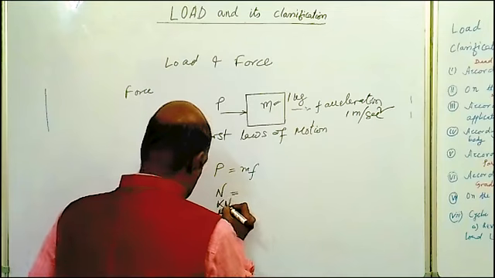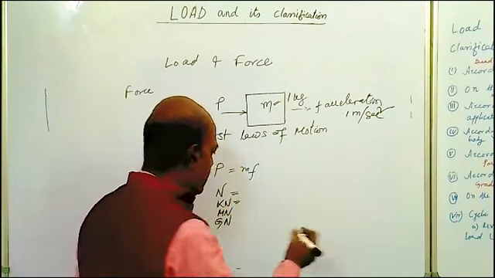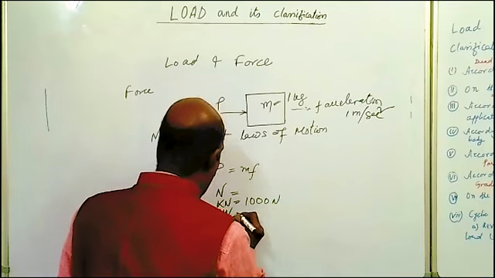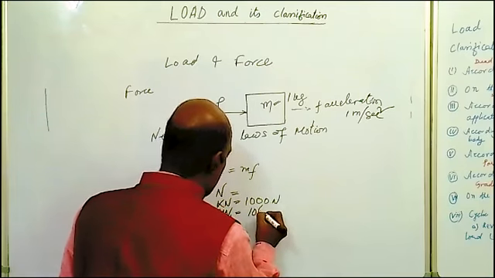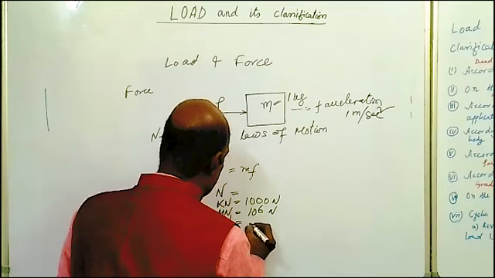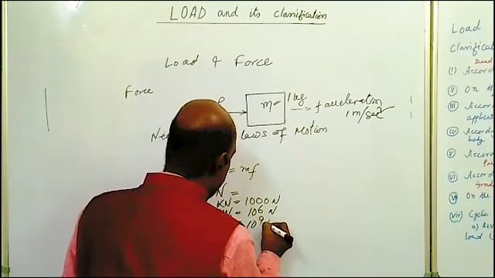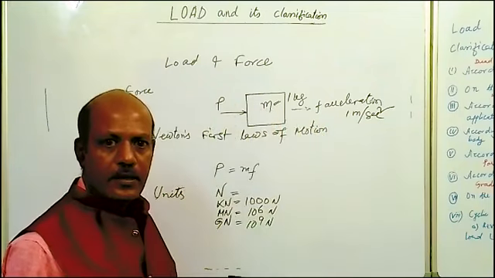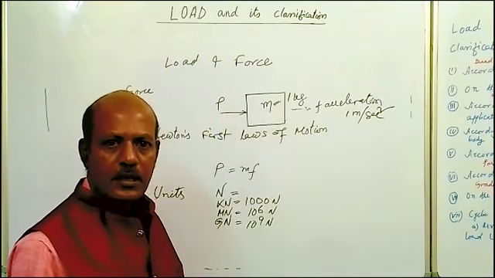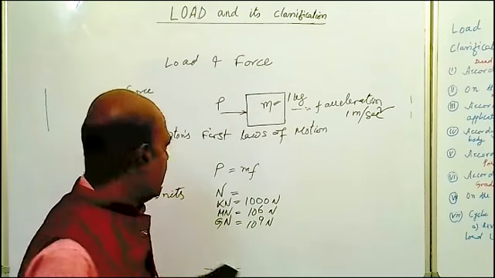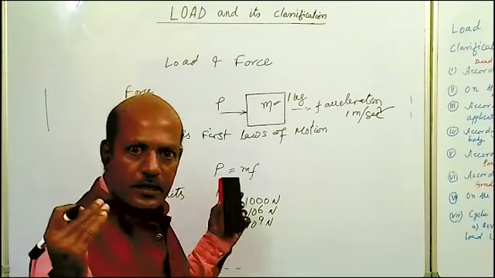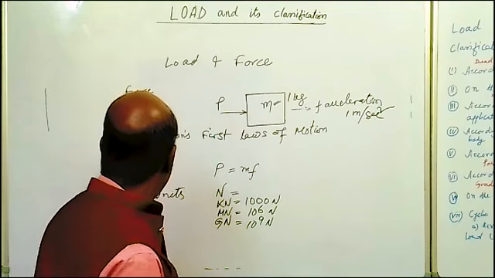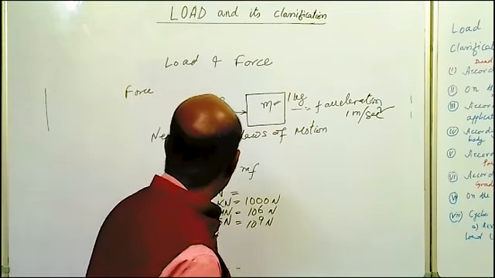Kilonewton is a bigger unit and it is equal to 1000 Newton, meganewton is equal to 10 to the power 6 Newton, and giganewton is equal to 10 to the power 9 Newton. Force is a vector quantity. The physical quantity which is expressed by its magnitude and direction is known as a vector quantity. So force is a vector quantity.